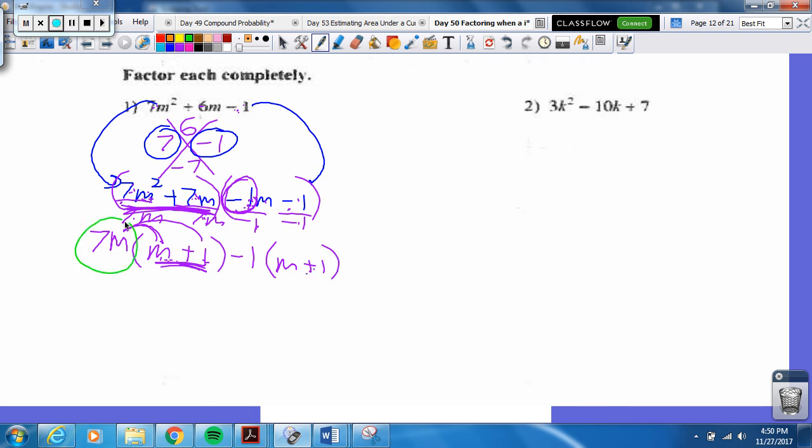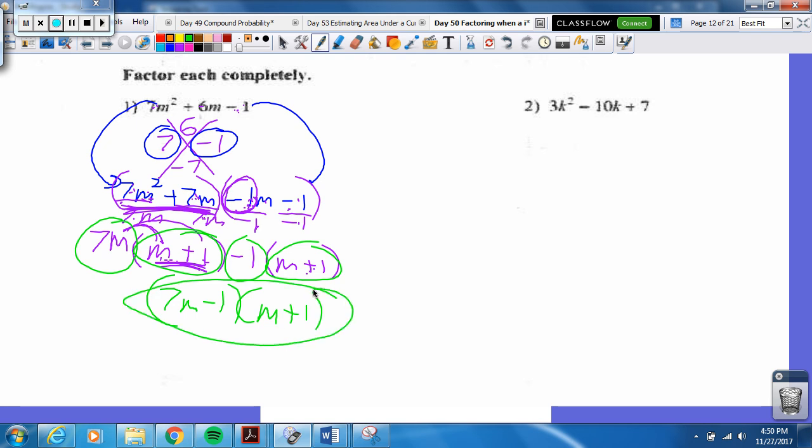So I got 7m on the outside and negative 1 on the outside. Put that together. What do I have on the two insides? Oh, yeah. m plus 1. Got it. How are you going to check your answer? Oh, yeah. Box, and you should get this one right here.